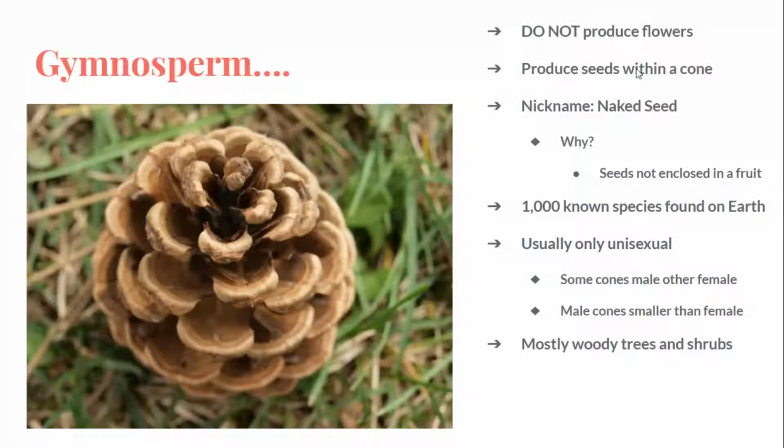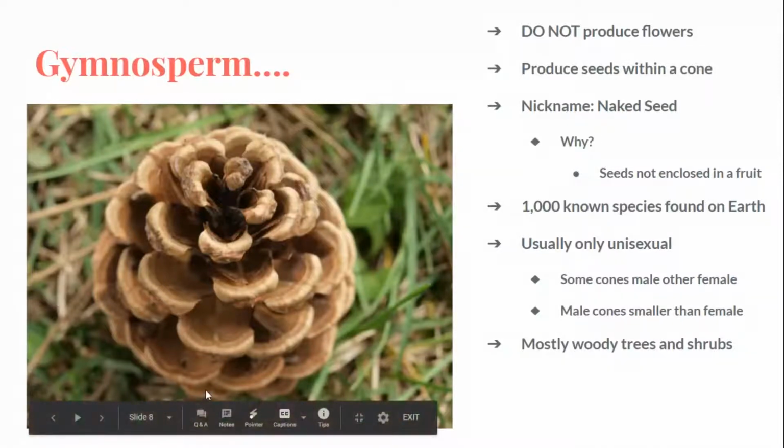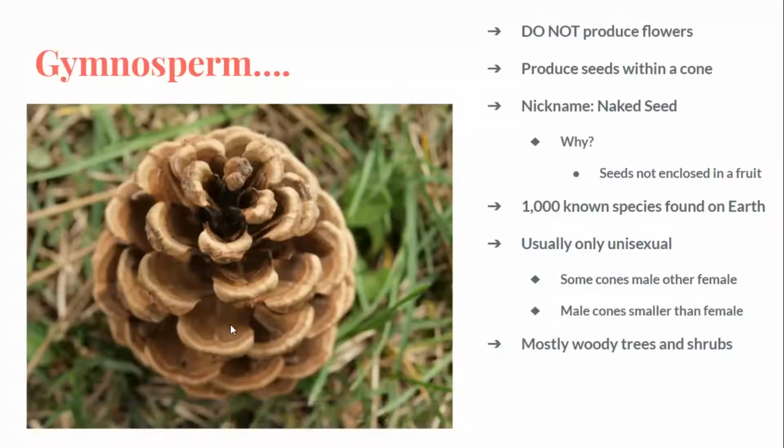So gymnosperms produce seeds within a cone, and it tells you that right there. If you look at this, this is a pine cone. This pine cone, when it's closed, right now it's opened. When it's closed, it's held very tight together. And gymnosperms or pine cones tend to be either male or female, meaning if they're male, they hold the pollen. If they're female, they hold the eggs.